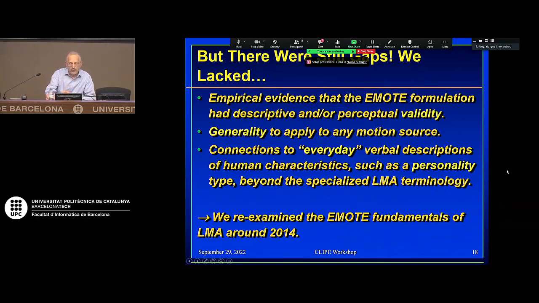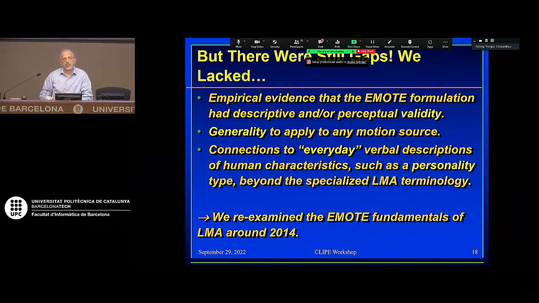All right, so this was all very nice in the early 2000s, but there were some gaps. First of all, as computer scientists, it was nice to say we did it, but we had no idea whether it was perceptually valid or not. So validity was a big question that I didn't test. We lacked some generality. We could apply this to keyframe-like motions, but the work that you just saw with the real-time detection with motion capture started to present some challenges.